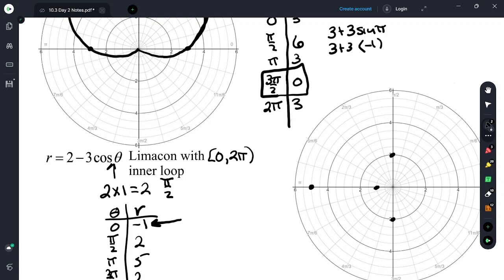So here's how these graph. They go wider than this. They do go through the pole, loop around. There's the inner loop. Back through this one right here. And then it finishes. There's a limacon with an inner loop.